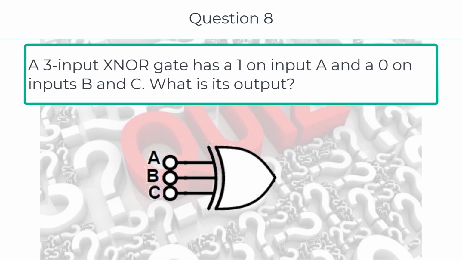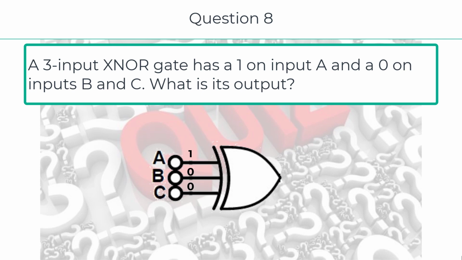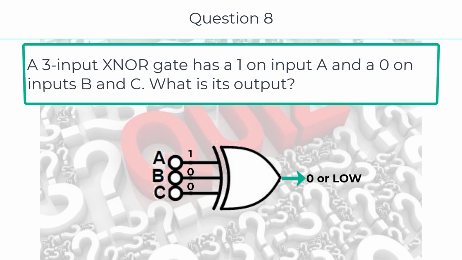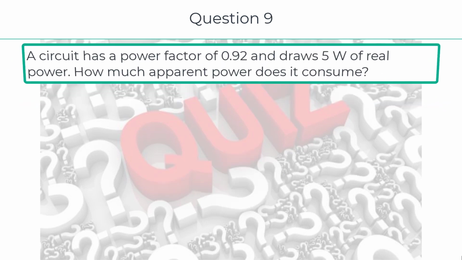Question 8. A 3-input exclusive NOR gate has a 1 on input A and a 0 on inputs B and C. What is its output? The answer is low. Question 9. A circuit has a power factor of 0.92 and draws 5 watts of real power. How much apparent power does it consume?